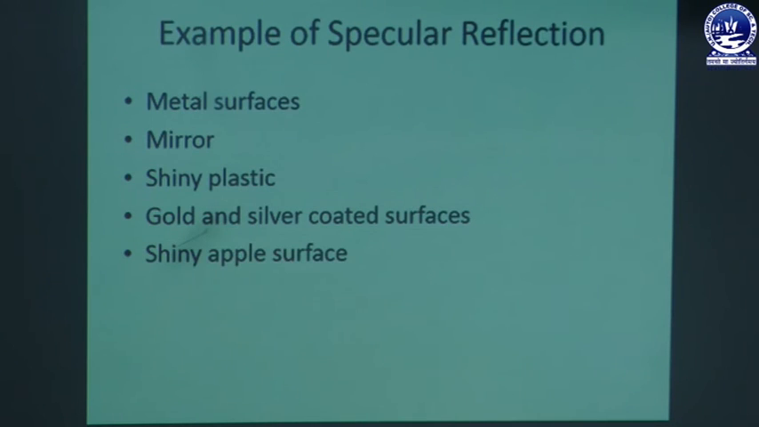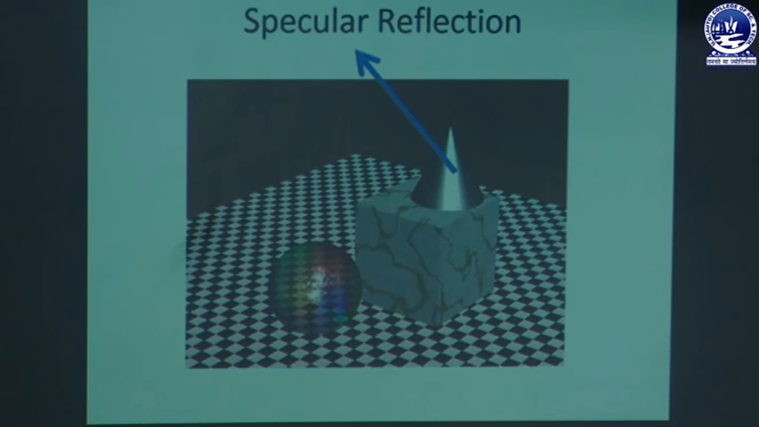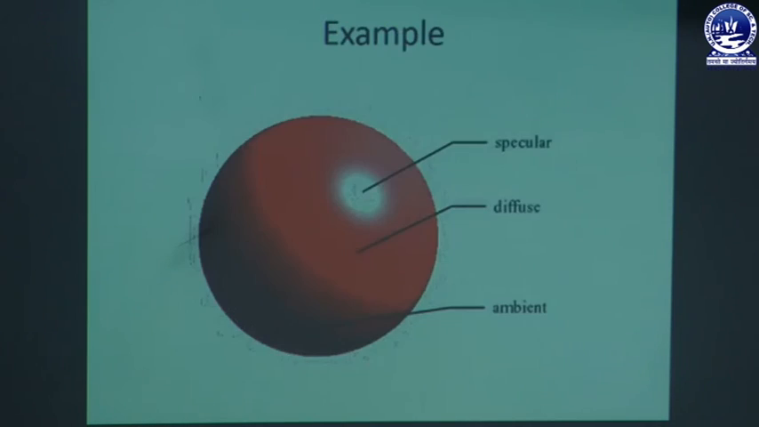Now let's go to our next concept, some examples of specular reflections: a metal surface, a mirror, any types of shiny plastics, gold and silver coated surfaces, and shining apple surfaces. These are all strong surface examples through which, when light is incident upon them, some reflected light is created through which another object can be viewed. Next is a graphical example of specular reflection. It is one type of metallic material where the light is focused, then reflected for viewing another type of object.